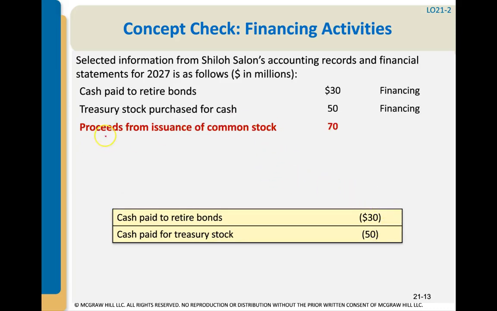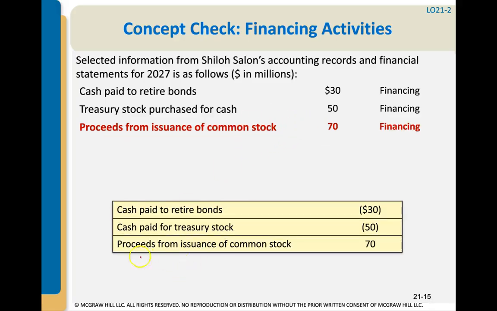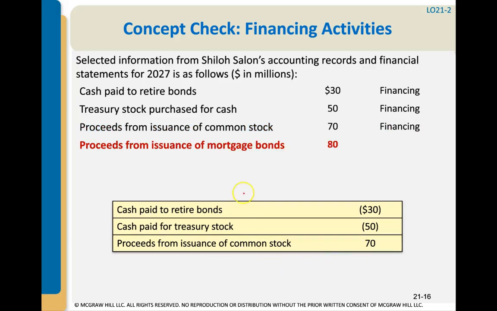Next transaction is proceeds from issuance of stock. What's that entry going to be? It's going to be debit cash and credit common stock, okay, for $70. And whether it's common stock or additional paid in capital, right, it doesn't matter. Both these entries are part of the equity section, and therefore it will be a financing activity, except this time we received cash, so it's a positive, it's an increase to our financing activities.